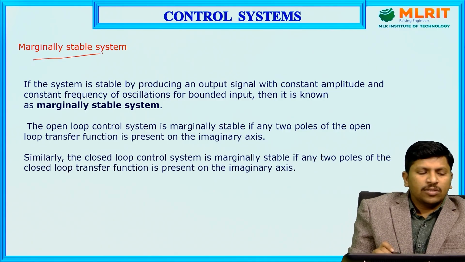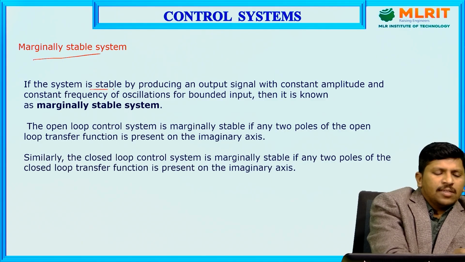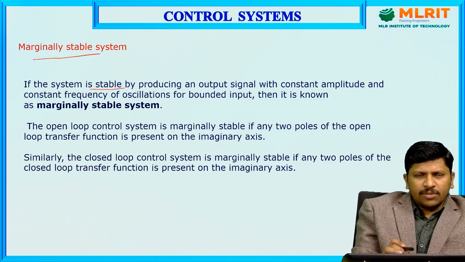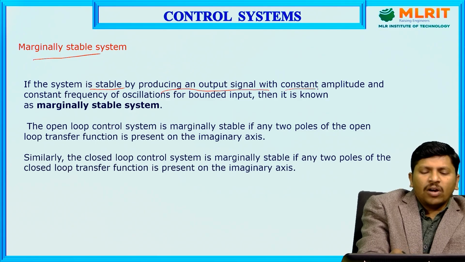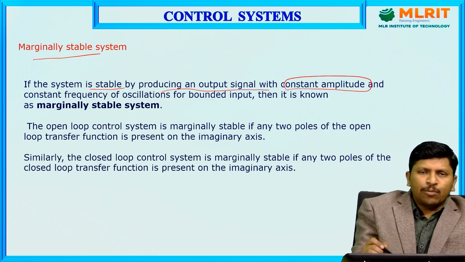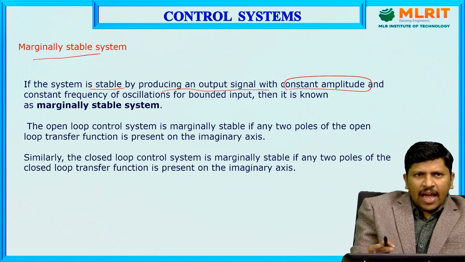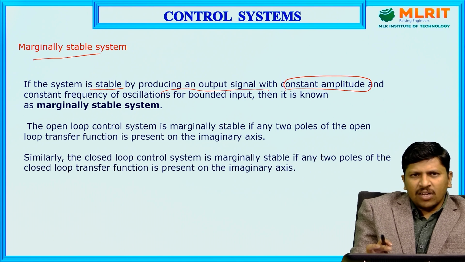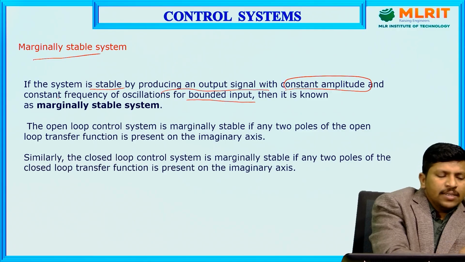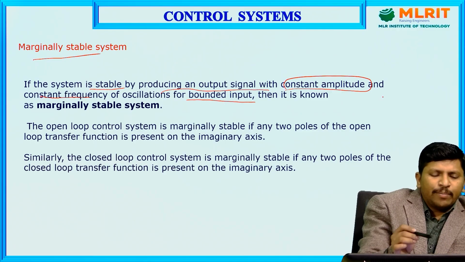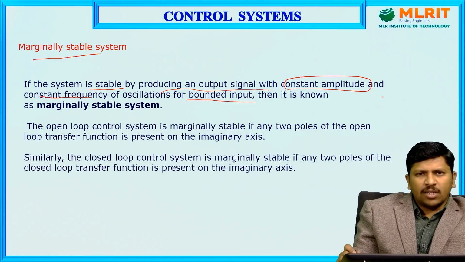Now, marginally stable system. If the system produces an output signal with constant amplitude and constant frequency, that is, it oscillates for bounded inputs but with constant frequency and amplitude, then that type of system is nothing but a marginally stable system.